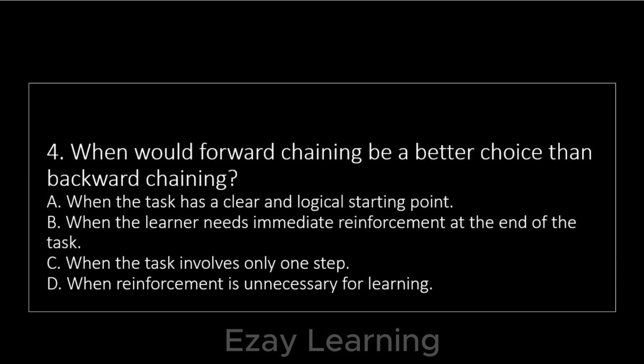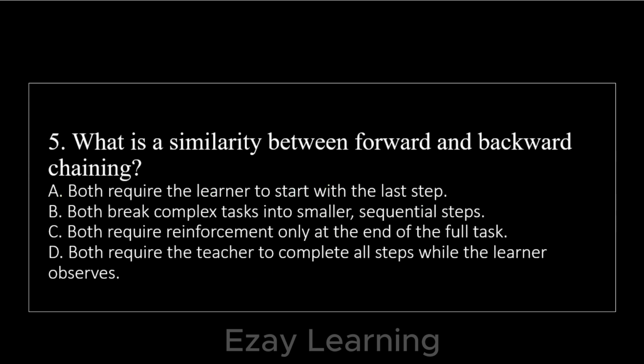When would forward chaining be a better choice than backward chaining? When the task has a clear and logical starting point. What is the similarity between forward and backward chaining? Both break complex tasks into smaller sequential steps.